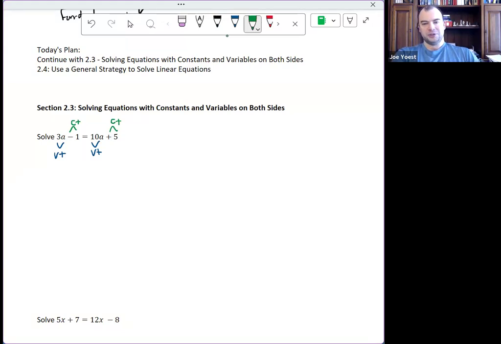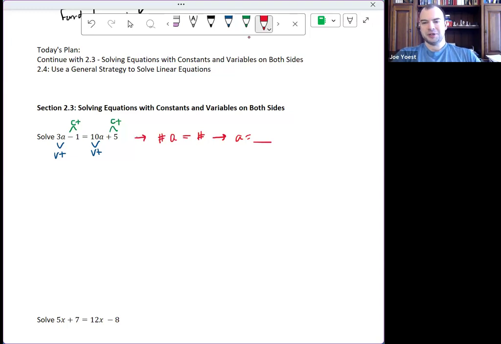And remember, our goal is to get the variable itself isolated. And the intermediate step to that was to get the variable term isolated. So I want to work my way towards number times a, where my variable here is the letter a, equals some other number, and then I can get a equals my answer.